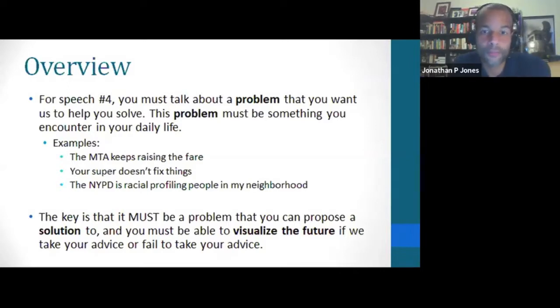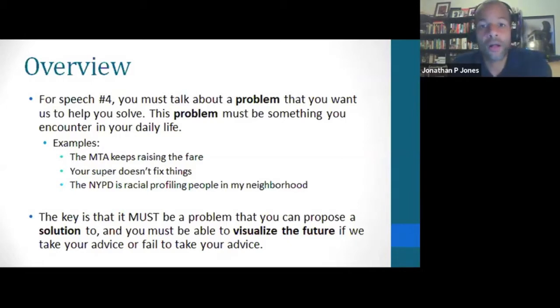So here's some examples of problems that you might encounter, all right? The MTA keeps raising the fare, and indeed they do. Perhaps in your building where you're living, your super doesn't fix things on time. The NYPD racial profiles people in your neighborhood. Whatever it is, some problem that you experience in your daily life, okay? So the deal is this: you've got to be able to talk about the problem. You're going to propose a solution to that problem, and then you've got to be able to visualize the future and talk about what it's going to be like if we take your advice or if we fail to take your advice.